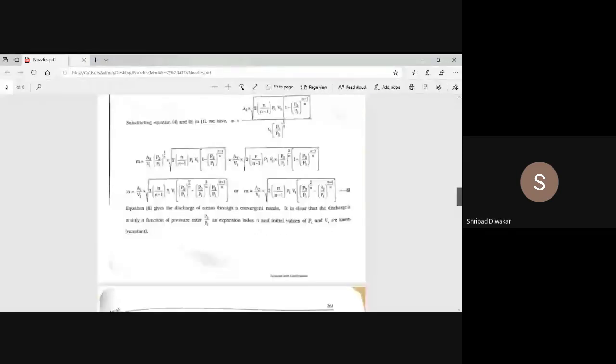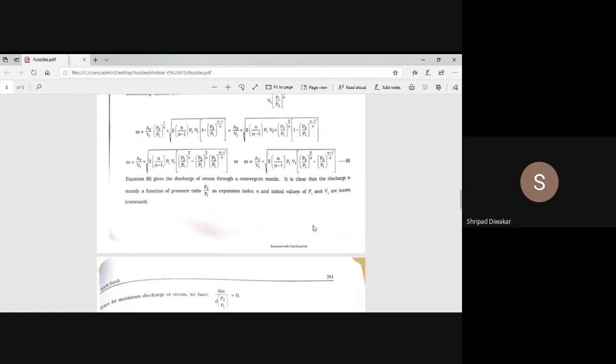You see what we got in equation number 6 for the mass flow rate. Mass flow rate is A2 by V1 times the square root of 2 into n divided by n minus 1 into P1 V1. The critical pressure ratio P2 by P1, which we got as 2 divided by n plus 1 to the power of n divided by n minus 1, from equation number 7, I am going to substitute in equation number 6 here.